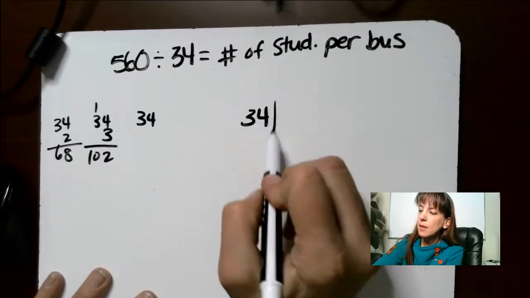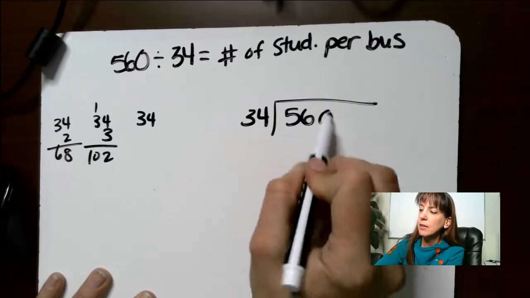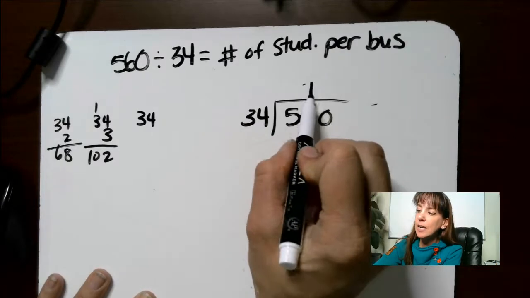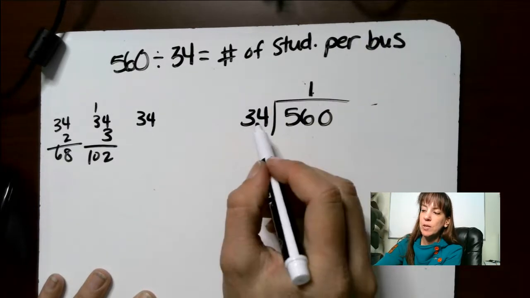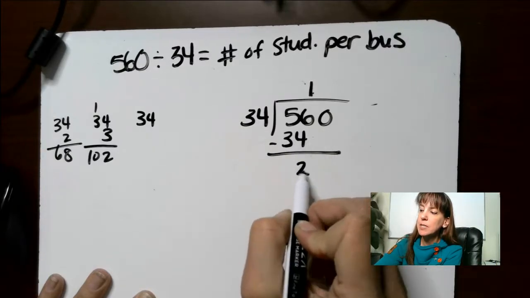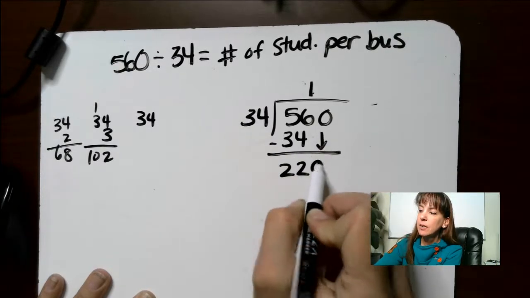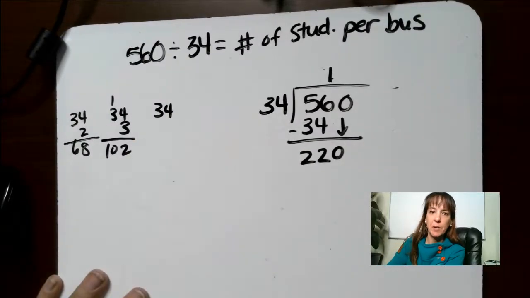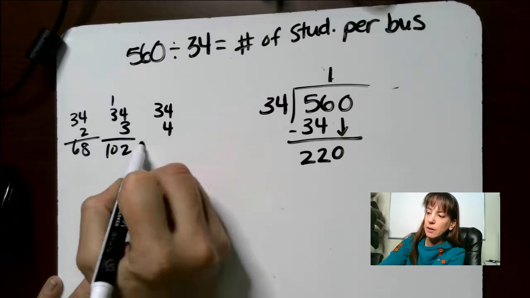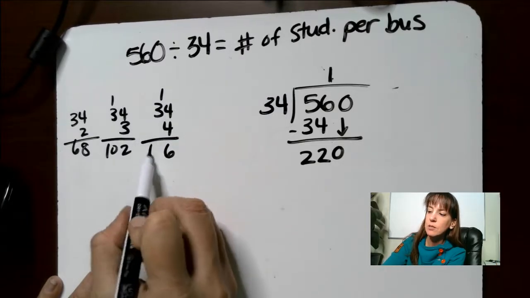34, and we've got 560 under our table. 34 goes into 56 one time, and 1 times 34 is 34. We subtract, and when we subtract, we bring down, and this is where this is coming in helpful. So how many times does 34 go into 220? Let's keep doing this over here. 6, carry the 1, so that's 136.